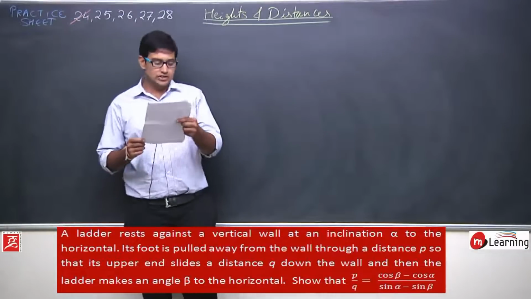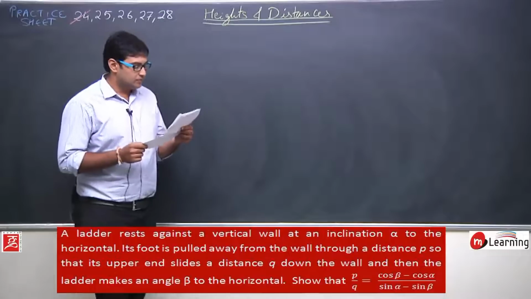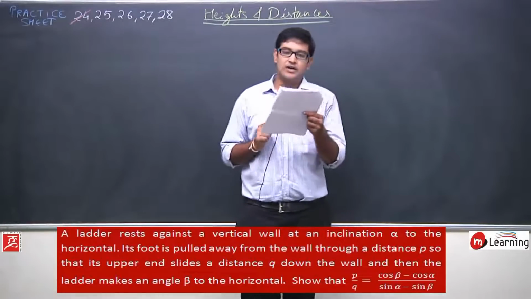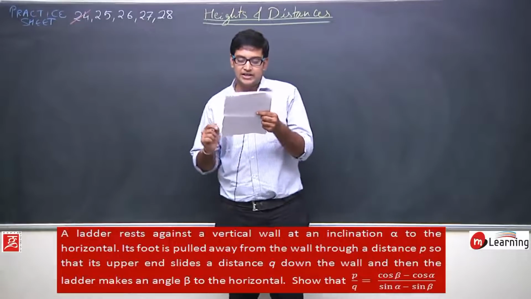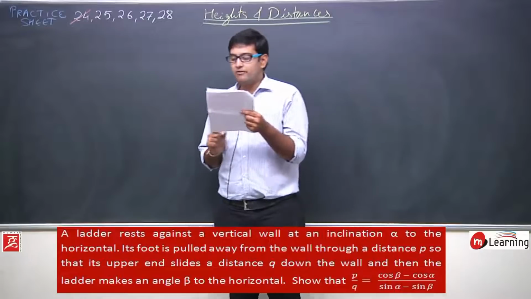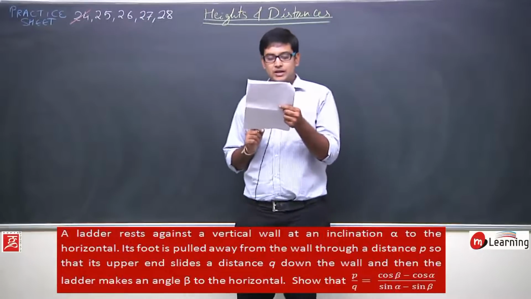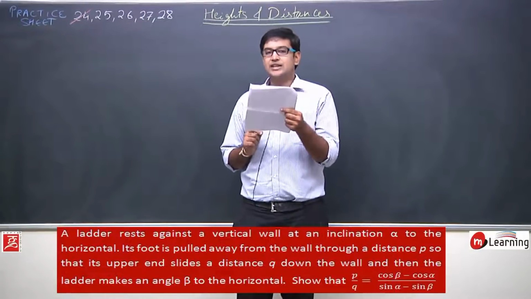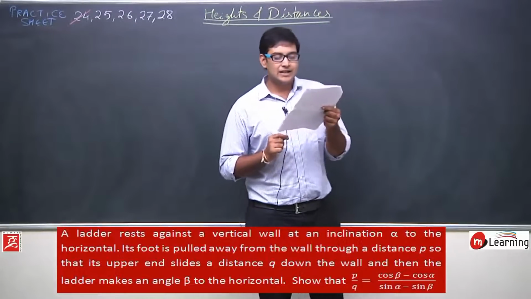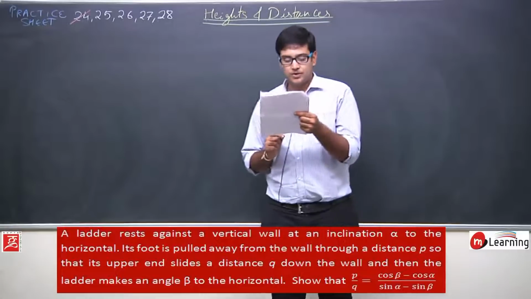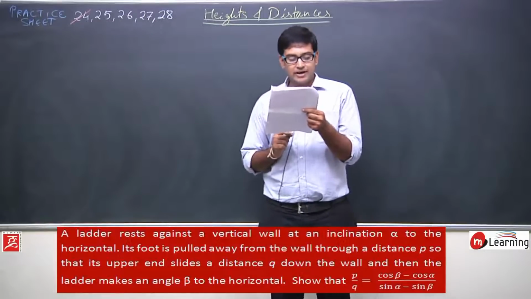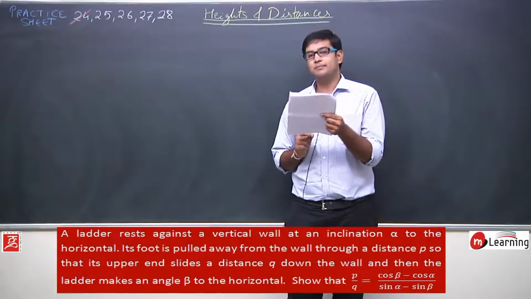Okay, let us now discuss question number 25 from the practice sheet. Question number 25 says a ladder rests against a vertical wall at an inclination alpha to the horizontal. Its foot is pulled away from the wall through a distance p, so that its upper end slides a distance q down the wall, and then the ladder makes an angle beta with the horizontal. Show that p by q is equal to cos beta minus cos alpha divided by sin alpha minus sin beta.